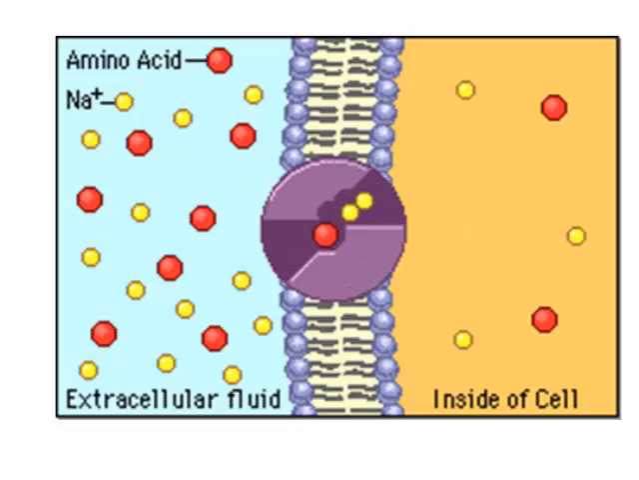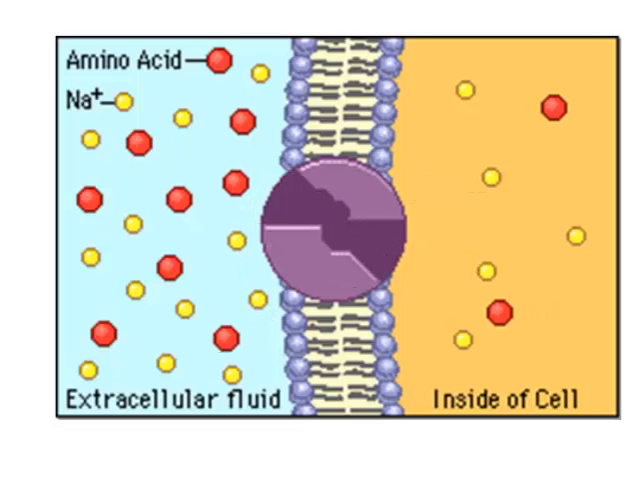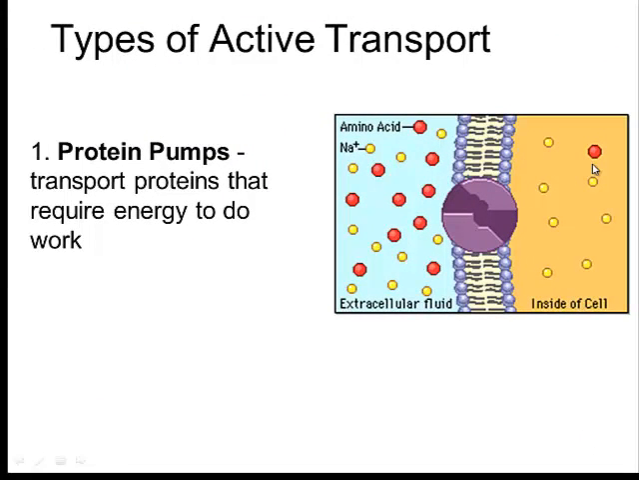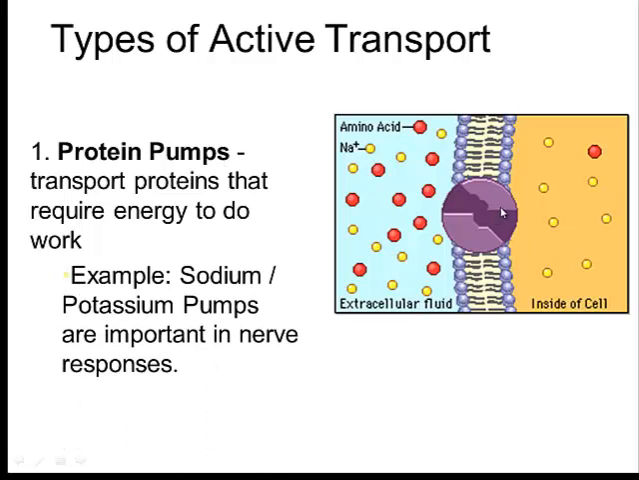Starting with the protein pump, this animation here is showing you this process. These red molecules are amino acids, and the cell needs to get the amino acids out, and so it was pumping them out of the cell, even though there was already lots of amino acids on this side of the cell. The pump was still pushing them out that way.